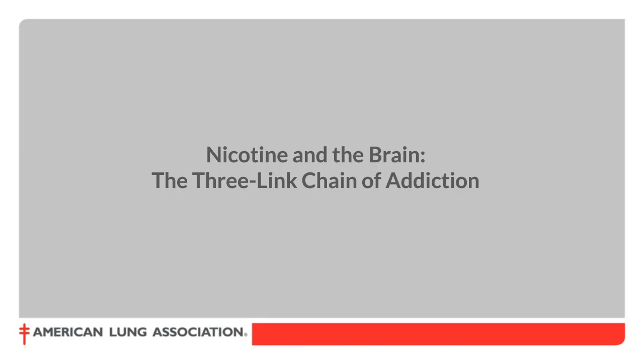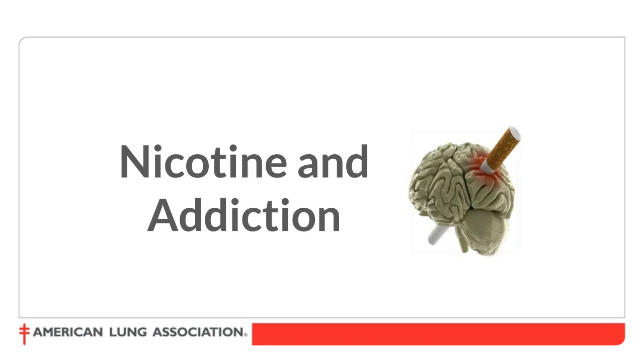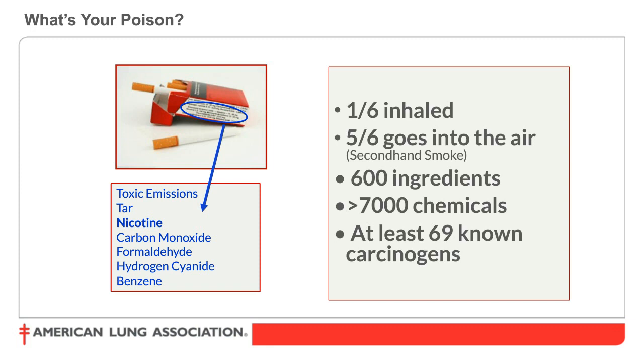Let's move on to nicotine in the brain, the three-link chain of addiction. Nicotine and addiction. Cigarettes have about 600 ingredients and 7,000 chemicals, and of those, at least 69 are known carcinogens that cause cancer. Nicotine is an addictive agent in cigarettes and is put into cigarettes in the following ways: intentionally, to make a cigarette burn; incidentally, because of things like the pesticides in the tobacco where it's grown; and through a chemical reaction when the cigarette is lit and burning.